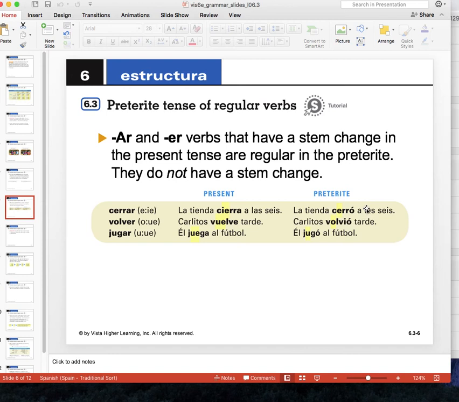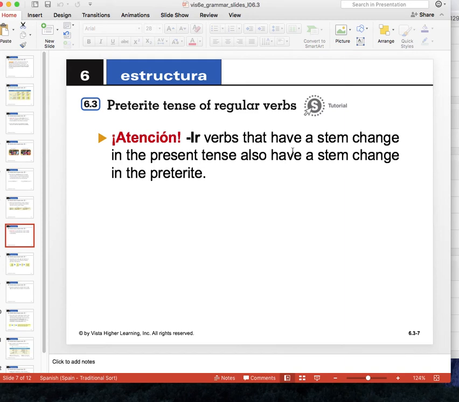So that's nice, right? So we would say la tienda cerró a las 6. So it closed. No stem change. Carlitos volvió tarde. Carlos came back late. No stem change. Él jugó al fútbol. He played football. No stem change.